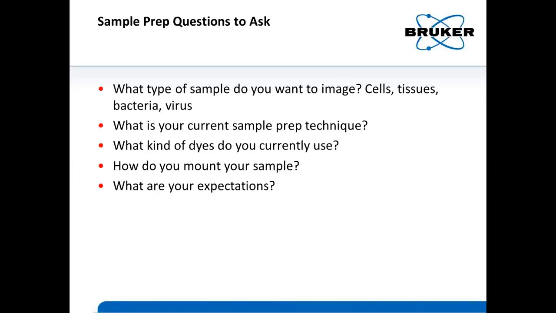And finally, what are your expectations? Do I want to look at co-localization? Do I want to go deep in and look at the substructure of something, a particular protein that I'm focusing on? Once you ask these questions ahead of time and optimize a little bit, I have seen just amazing data come out the first time I've imaged a sample.